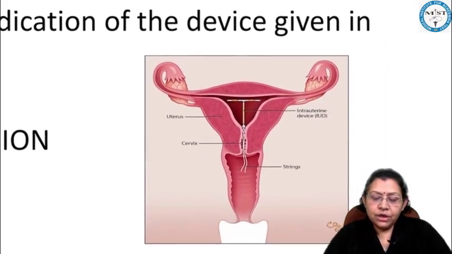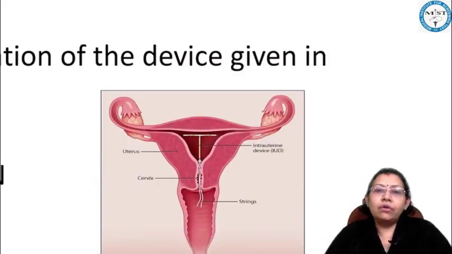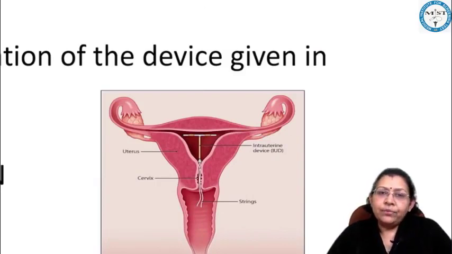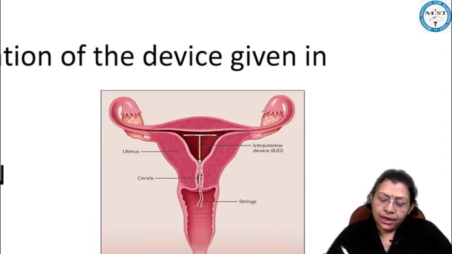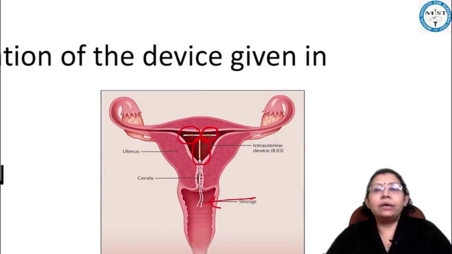So the image given is of a copper IUCD, and this is placed inside the uterine cavity. And how can we say it is a copper IUCD? The thread is hanging in the vagina, so it is an IUCD. And second, you could see the copper coil on the horizontal and vertical arm. So it is your copper IUCD 380A, which is kept in the uterine cavity.